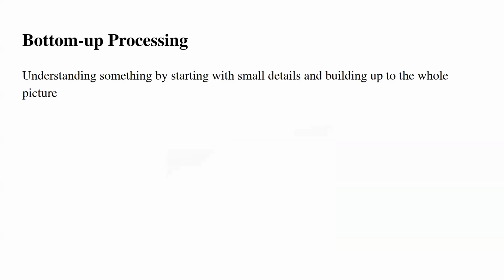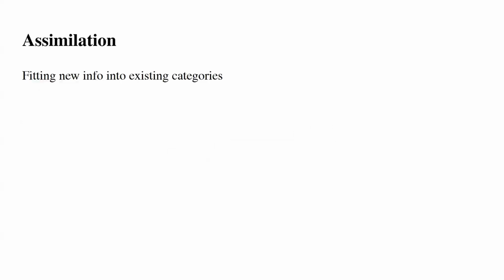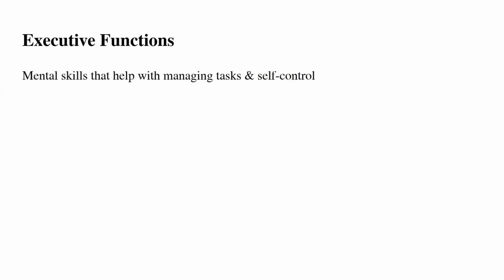Bottom-up processing is understanding something by starting with small details and building up to the whole picture. Schemas are mental structures that help us organize and interpret information. Assimilation is fitting new information into existing categories. Accommodation is changing schemas to fit new information. Executive functions are mental skills that help with managing tasks and self-control.